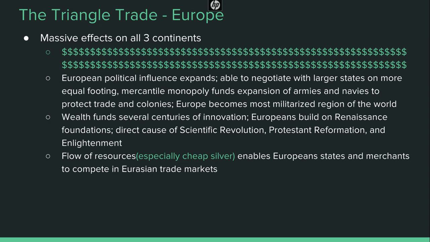Now, that wealth also funds some positive things as well. It funds several centuries of innovation that we're going to talk about in the next chapter. Europeans use the wealth of the Americas to build on their Renaissance foundations. And you can trace the scientific revolution, the Protestant Reformation, and the Enlightenment movement in Europe directly to the wealth that is flowing in from the Americas. And most of that is based on cheap silver, which also gives European states and merchants the ability to compete, as we said, in Asian markets and with Asian goods.